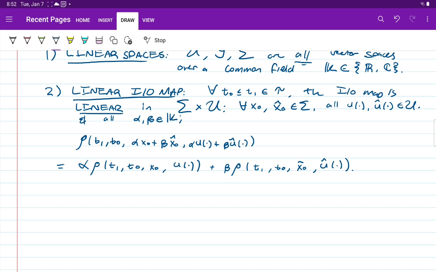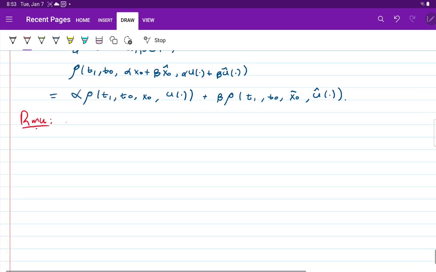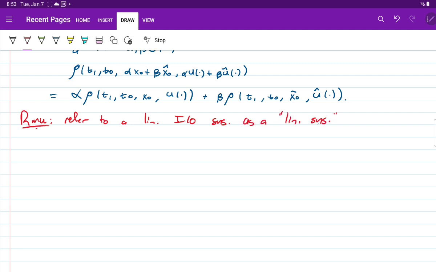Okay. So just as a brief remark over here, just to make our lives a little bit easier, we'll refer to a linear I/O system just as a linear system, okay? As a linear system. Again, we'll generally only do this when it's clear from context, but it usually should be pretty straightforward to tell what we're talking about, right? Another word people use for this sort of thing is linear dynamical system. All right.